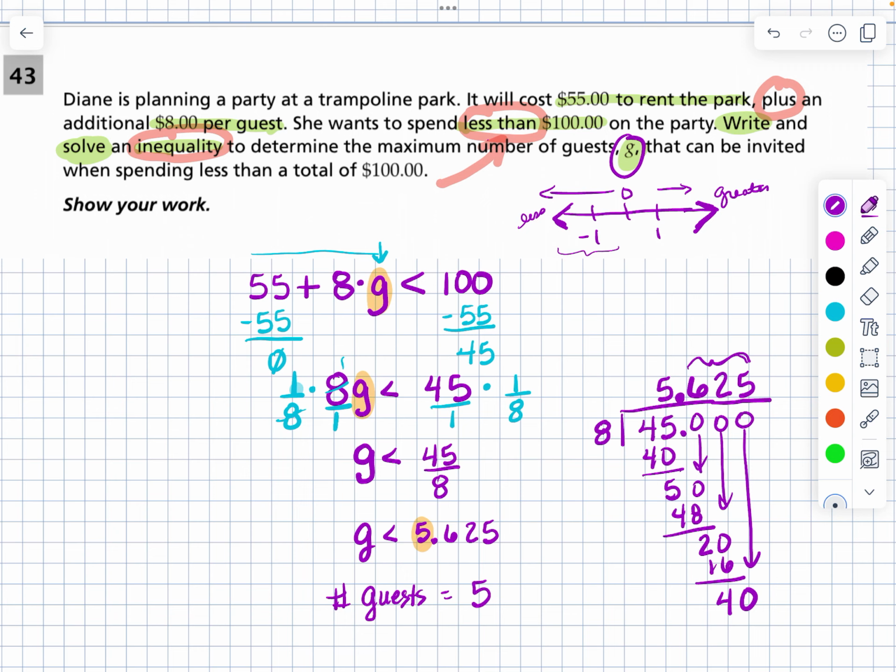So that's it. A lot of students did have problems on this question, but I think you can see it's not that bad, and if you practice it a few times, you'll have this down.